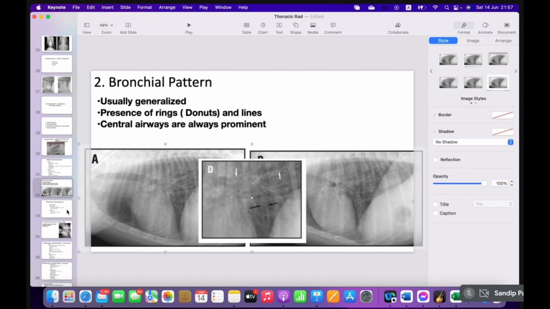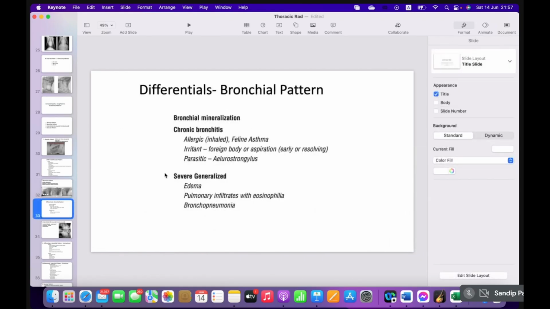So now let's understand the bronchial pattern, because the alveolar and the interstitial pattern may have very vague possibilities, but the bronchial pattern is very specific most of the time. If we see a bronchial pattern in a cat, the number one diagnosis will be feline asthma. Mostly this is a really common finding. And in case of allergic bronchitis also, we'll see the bronchial pattern. And sometimes if there is a parasitic infiltration, we also see the bronchial pattern.